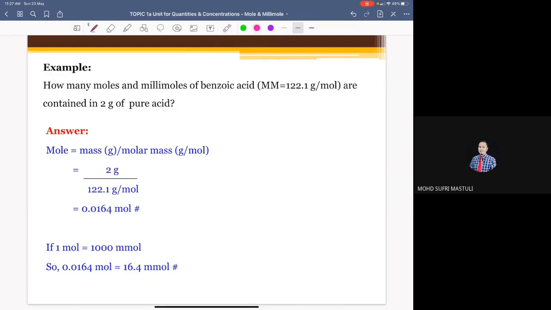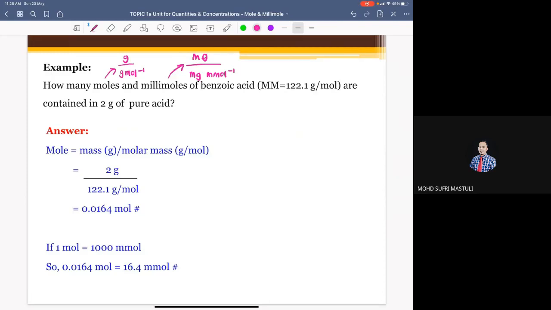As we know, in order to calculate the mole, it should be gram per gram mole to the power of minus 1. Or in order to calculate the millimoles, it should be milligram per millimole. Okay, so you can calculate one by one.